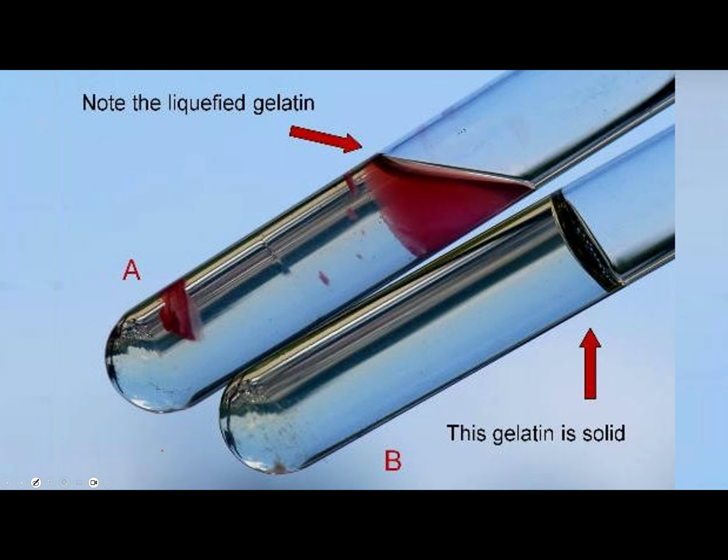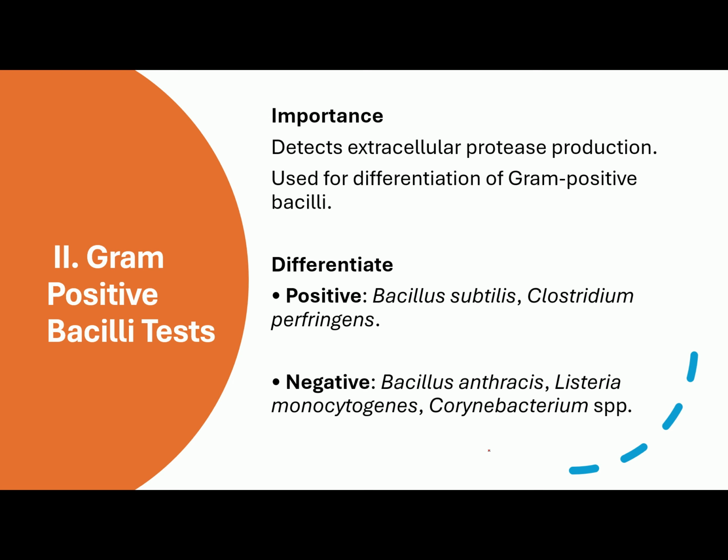So ito siya. So after stabbing, if it starts to liquefy, positive siya, meaning na-hydrolyze yung gelatin. But if the media is still solid, negative siya. So detects extracellular protease production used for differentiation of gram-positive bacilli. So differentiates Bacillus subtilis, Clostridium perfringens, which are positive, and negative naman si Anthracis, Listeria monocytogenes, and Corynebacterium species.